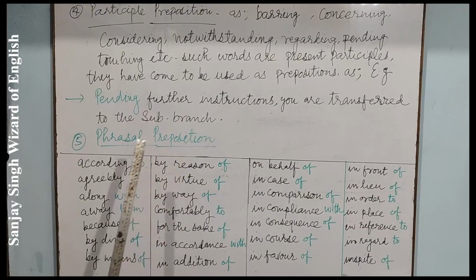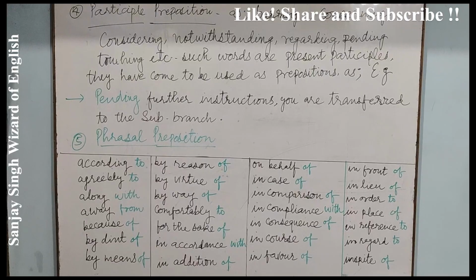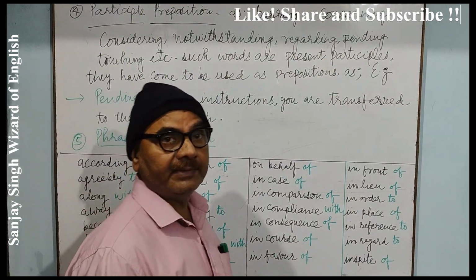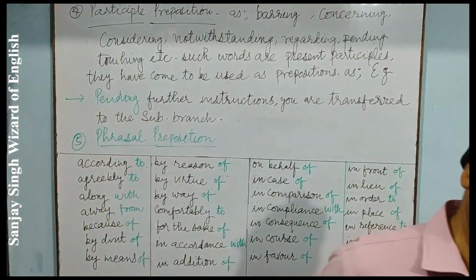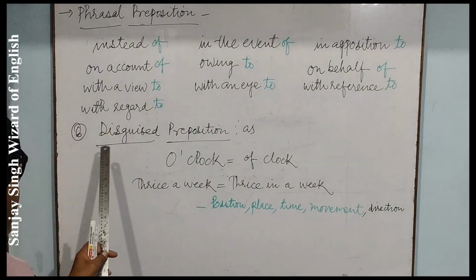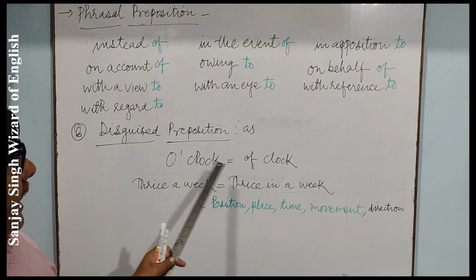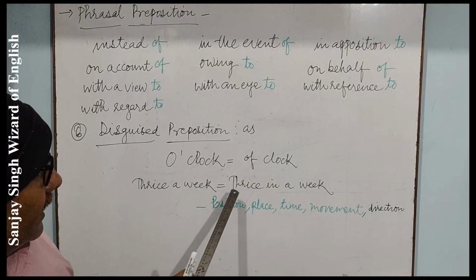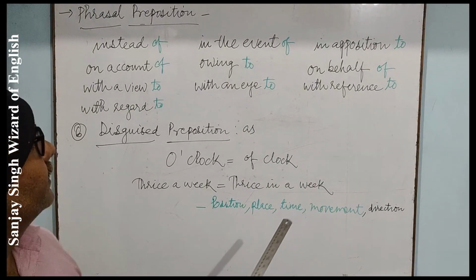Phrasal preposition. These are the phrasal prepositions. You can have a pick of this, and still some of the phrasal prepositions are left, and the last type is left. That we will see just after this. In the meantime, you can have a snapshot of this. The remaining part of phrasal preposition I have written here, and the last one is disguised preposition, as o'clock stands for of the clock. Thrice a week is equal to thrice in a week.